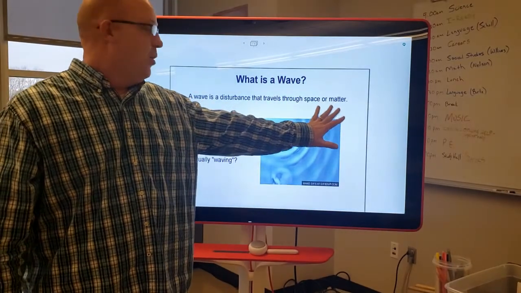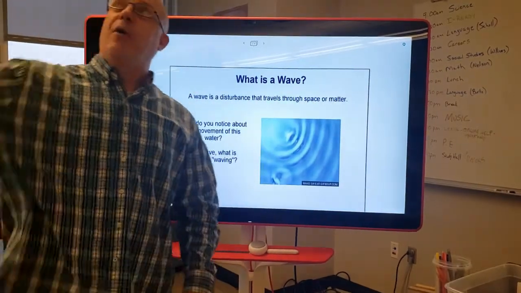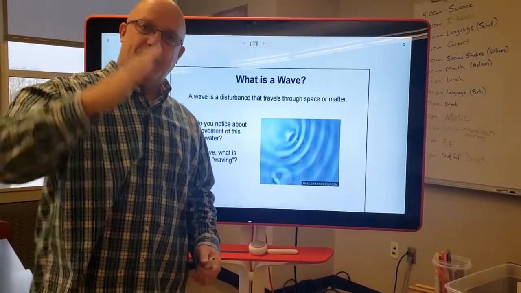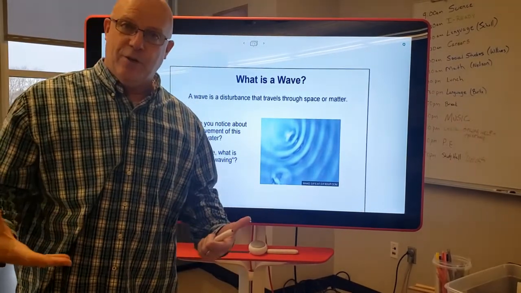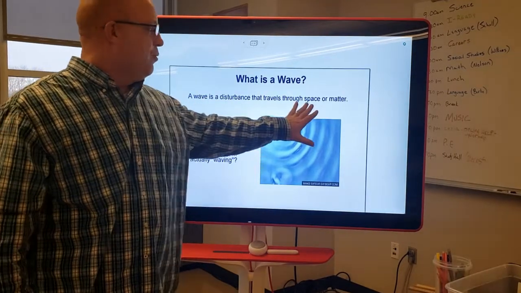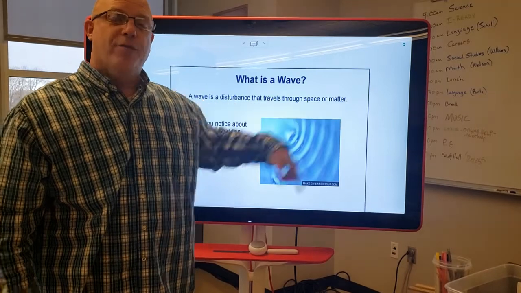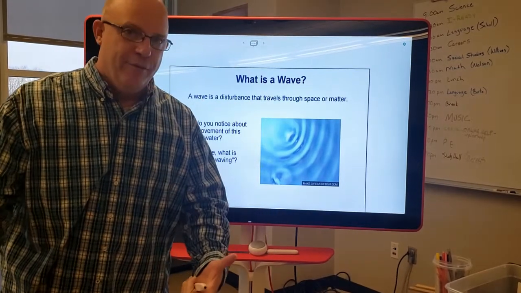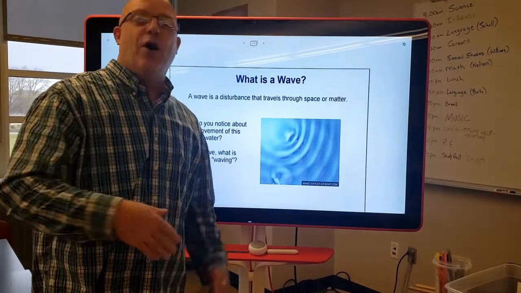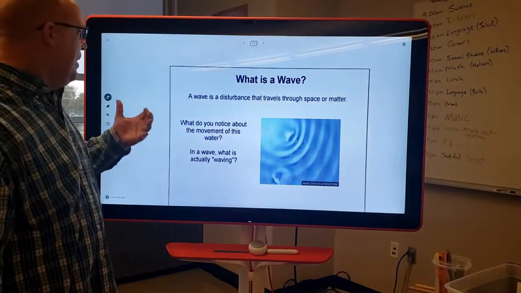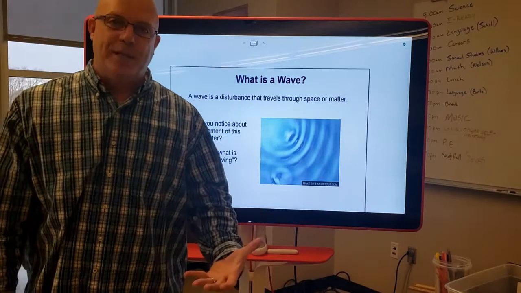Space or matter. Well, space is kind of easy. Space is out there. There's nothing in it. It's how sunlight travels. Remember, we talked about sunlight traveling on a wave with radiant energy. Well, a wave can go through space, or a wave can go through matter. If you think of it, your microwave goes through your food, causing it to heat up. So it can travel through space or matter, but what is a disturbance?